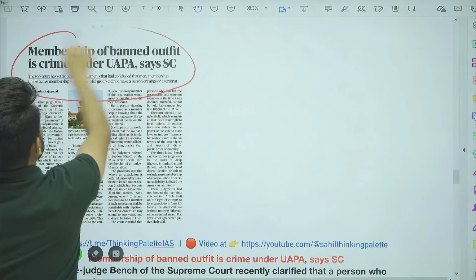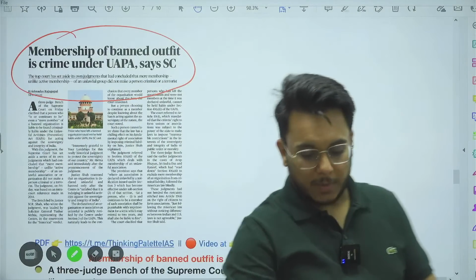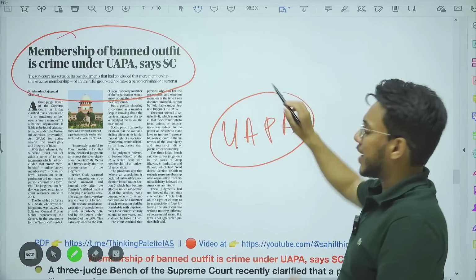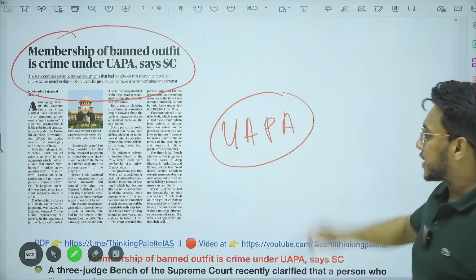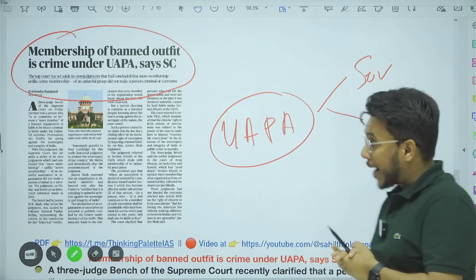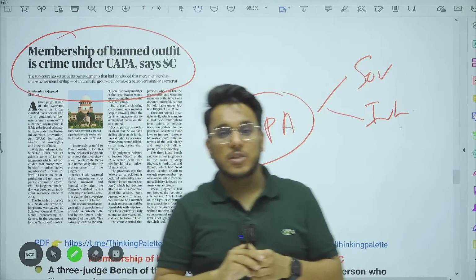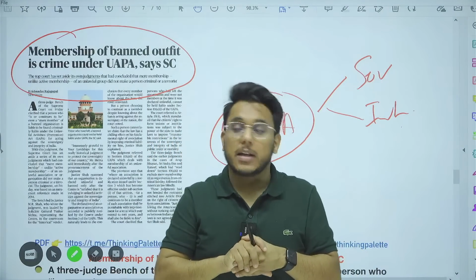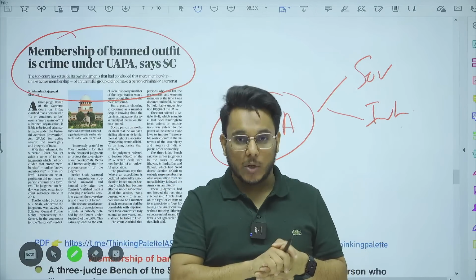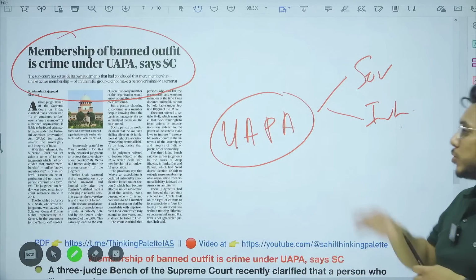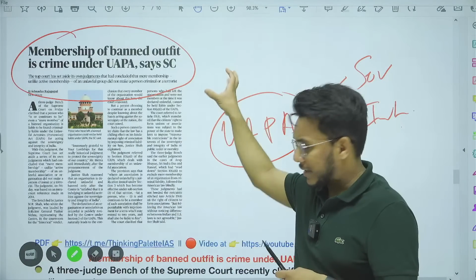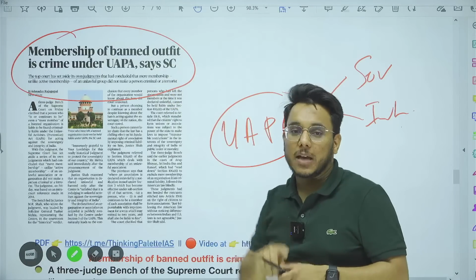Membership of a banned outfit is a crime under UAPA, says Supreme Court. Now, UAPA stands for Unlawful Activities Prevention Act, and this act has largely been created to deter acts committed against the sovereignty and integrity of India. You might know that there are many organizations promoting radicalist ideologies and separatist ideologies. As separatist ideologies are being promoted, obviously they are going against the integrity of India. So these activities can be deterred.